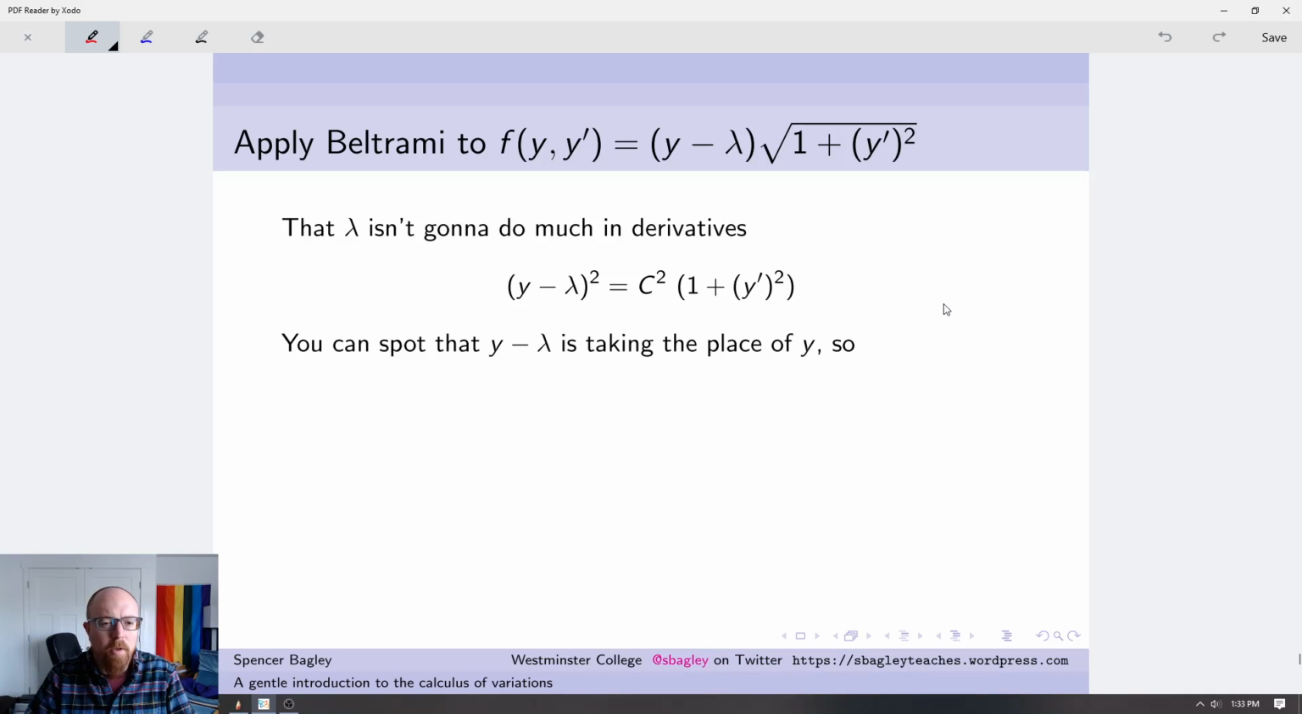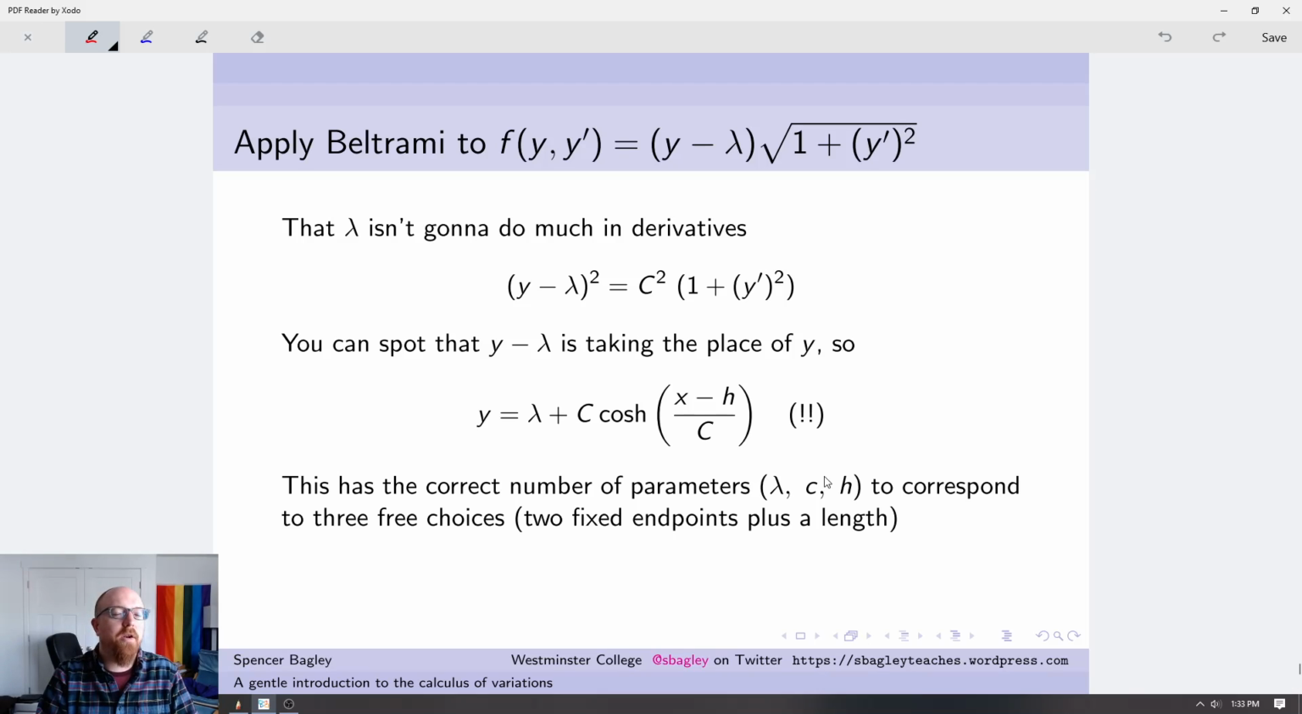Okay. And you can spot that this y minus lambda is just substituting for y. And so the solution to the differential equation will essentially be the same. Just y minus lambda equals c cosh, blah, blah, blah. Add that lambda over, and here's what you get. And you can check that this works, I promise. This is kind of remarkable that figuring out how the length of the chain impacts things just gave us one more parameter that was just a vertical shift. It's kind of remarkable.